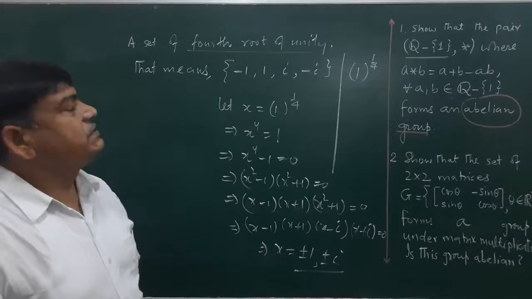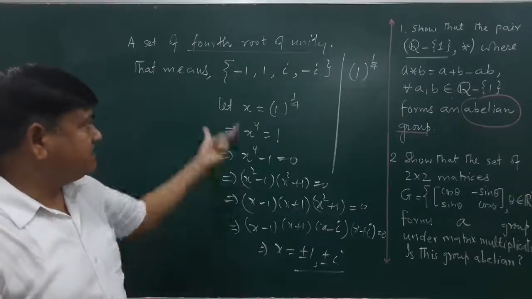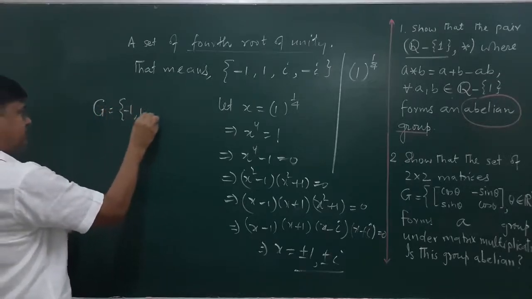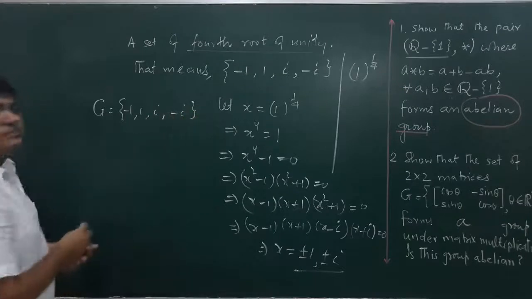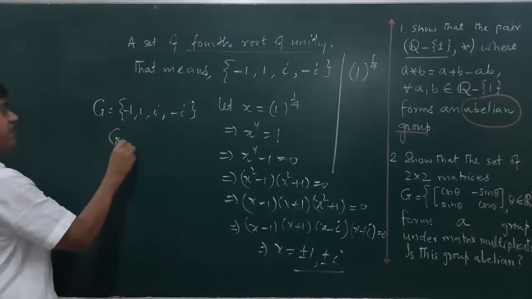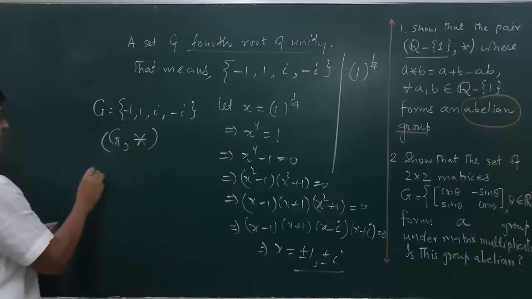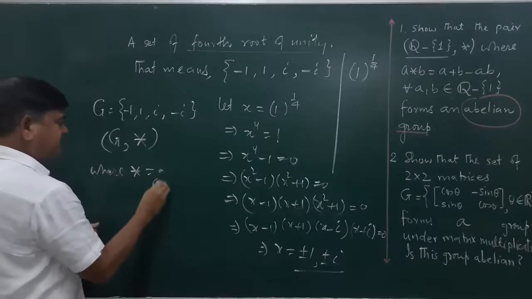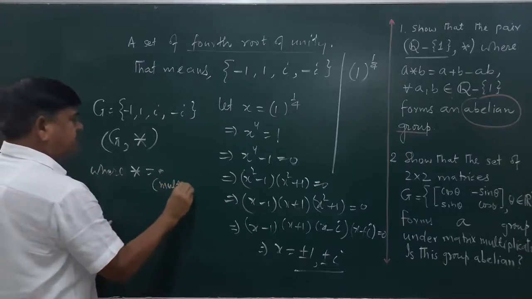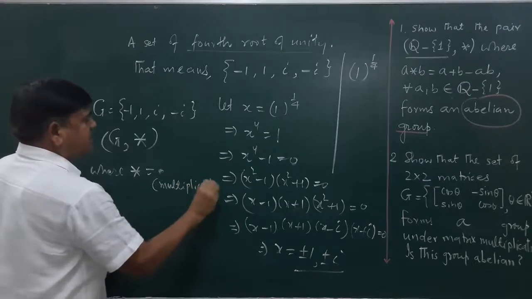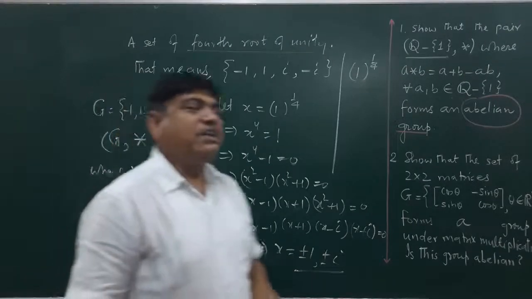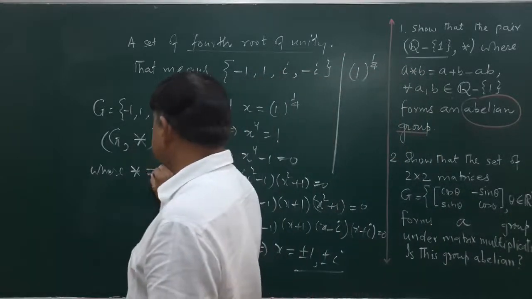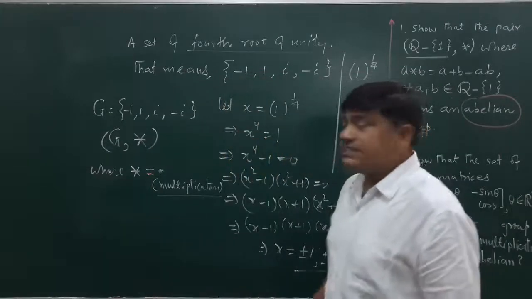A set of fourth root of unity means this. Let us suppose it is the pair (Z, star), where star means multiplication. The binary operation is multiplication. This set is a finite set.